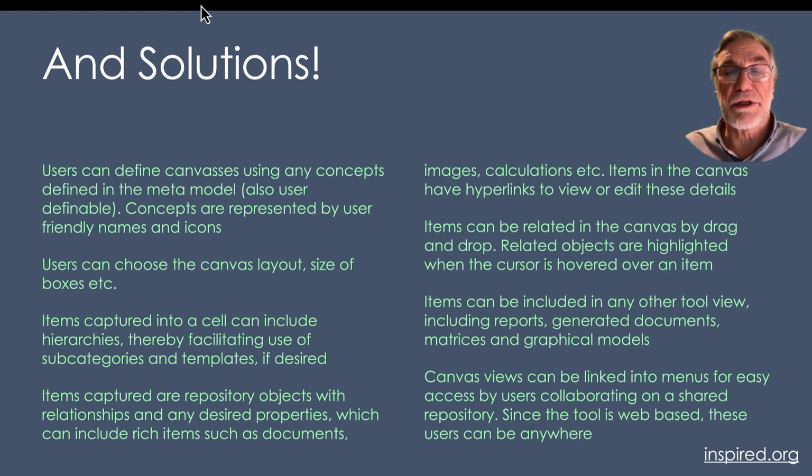The items in the canvas can also be related by dragging and dropping, and when we hover over an object, any related items are highlighted so that we can see those dependencies. The items in the canvas can be included in any other tool view, so they can appear in reports, generated documents, matrices, graphical models, etc.